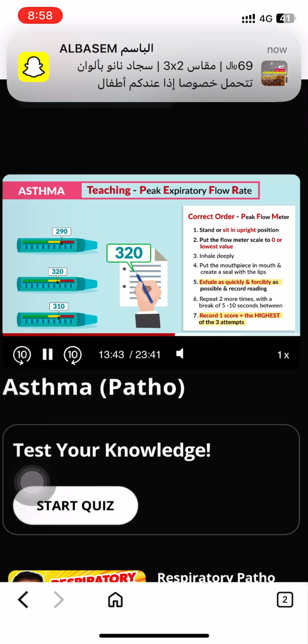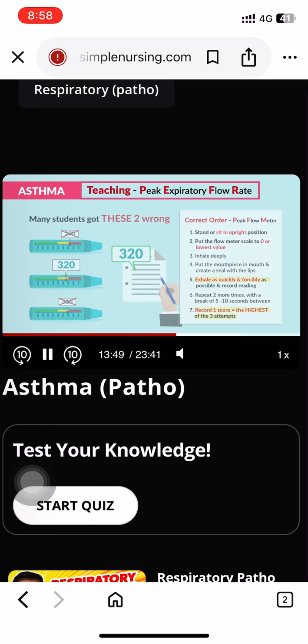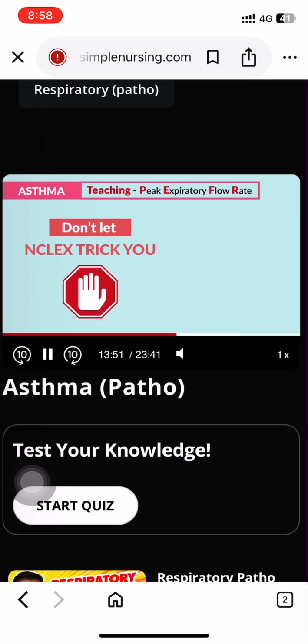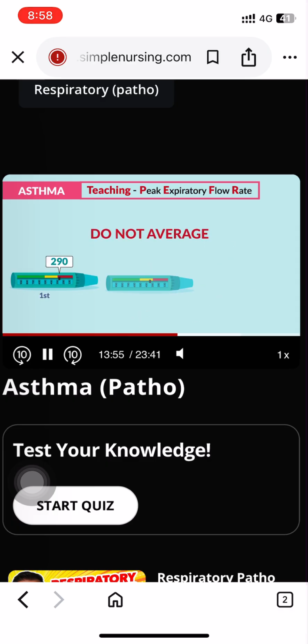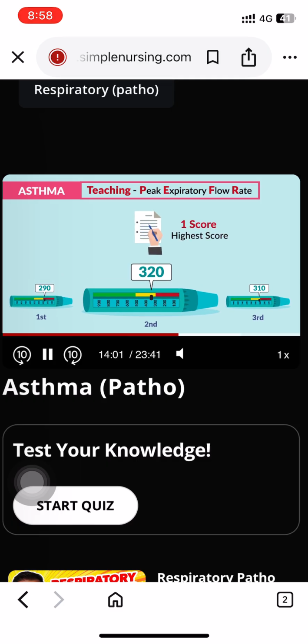Now write down the highlighted key points here. Many students get these 2 wrong on various question banks. And don't let the NCLEX trick you here. We take 3 attempts. We do not average the 3 attempts. So the key point is that we do it 3 times, but we only record 1 score of the day, which is the highest score.